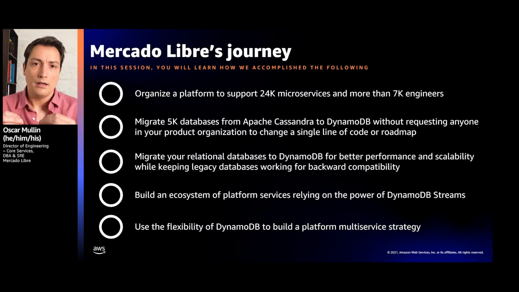Also, how we were able to migrate 5,000 databases from Apache Cassandra to DynamoDB without asking anyone in our product organization to change a single line of code, and how we leverage the learning we got from there to also migrate some of our super critical relational databases to NoSQL models and also use DynamoDB for that. Then, once we have all of that ready, how we build an ecosystem of platform services revolving around those changes, and finally, how we were able to use the flexibility of DynamoDB to build a multi-platform service strategy.